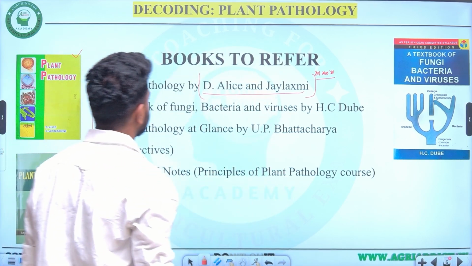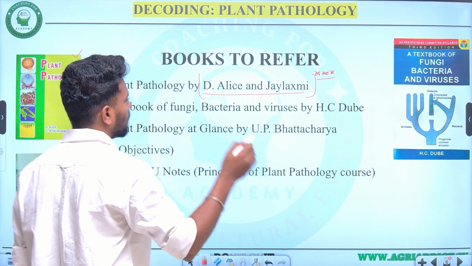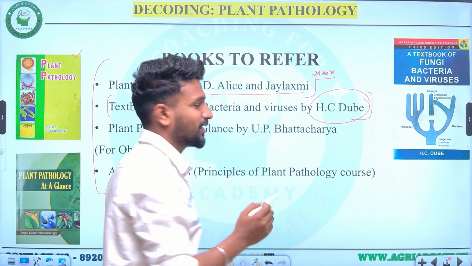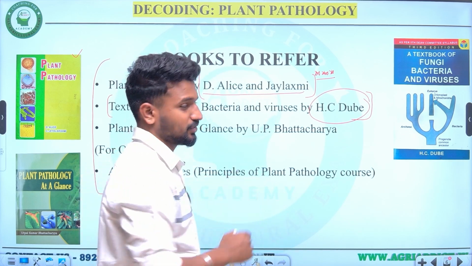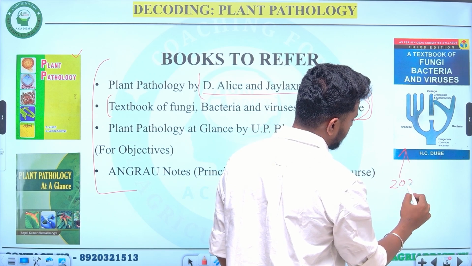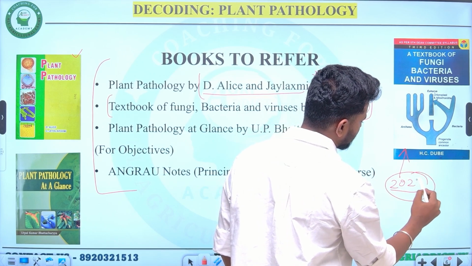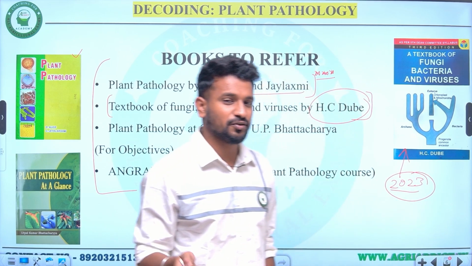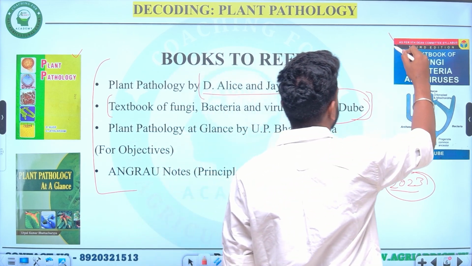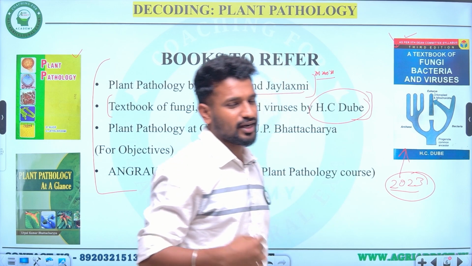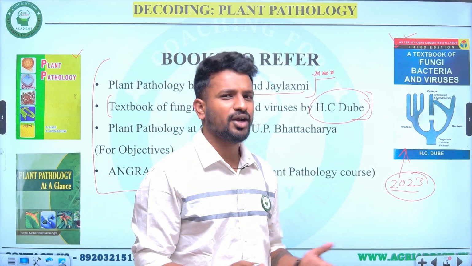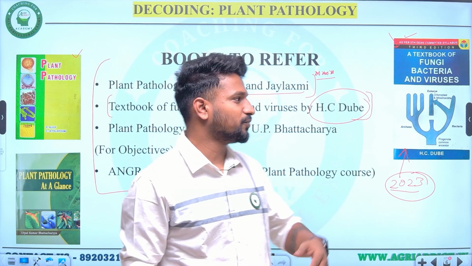Okay. Next, the very important book that each one of you must know is H.C. Dubey, the Textbook of Bacteria, Fungi and Virus by H.C. Dubey. This book is of the 2023 edition. I guess many of you have the 2017 or 2016 edition. So please make sure that you upgrade to the latest one available on the internet and read from it. Not many things will have changed from the previous editions, but it is always good to upgrade yourself and go for the latest one.